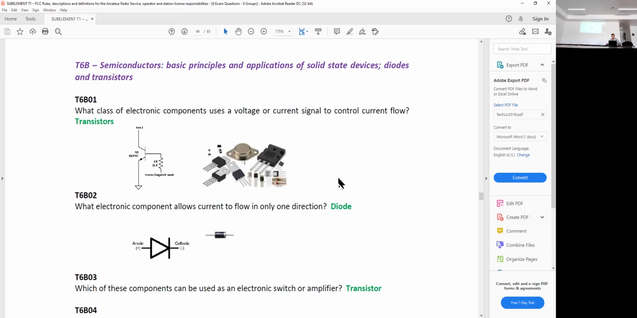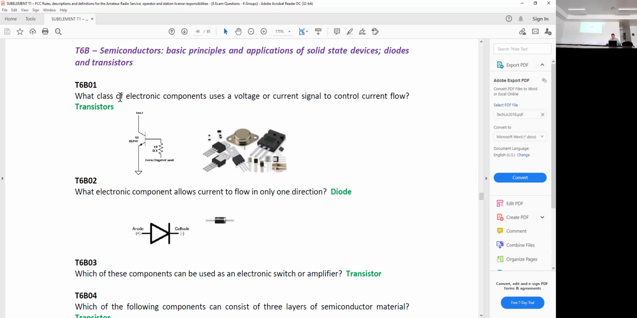All right, now we move on to semiconductors. This semiconductor kind of changed the world. What class of electronic components uses a voltage or current signal to control current flow? And the answer to that is transistor. Transistors are the backbone of pretty much any modern chip-based component.